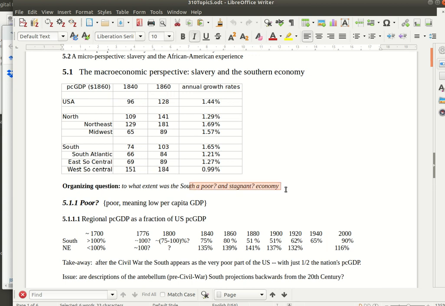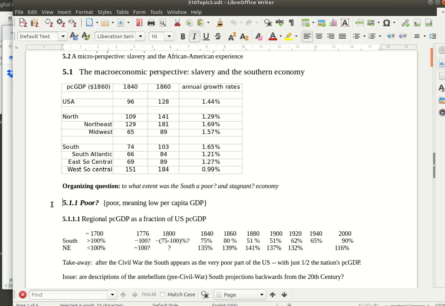economy? I confess that if we were doing this in the regular meeting situation, we'd add a third adjective, which is a notion of backwardness. Was the South a backward economy? I made a few comments about that at the end of the notes, but we're not going to have time for that sort of nuanced discussion in this online format.